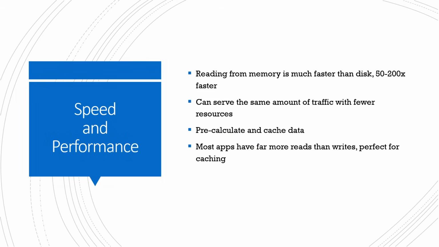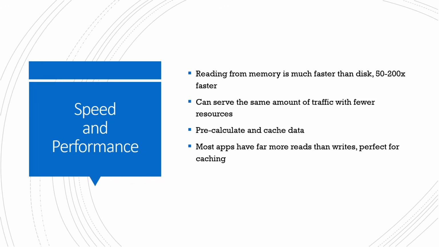Reading from memory with cache, depending on a couple different factors, you're going to see 50 to 200 times faster read performance compared to just reading it from your database. As a result of that, we can serve the same amount of traffic with much fewer resources, just based on simple math: if you're doing something 200 times faster, the same server with however many gigabytes of memory can serve many more requests per second with the same amount of resources.